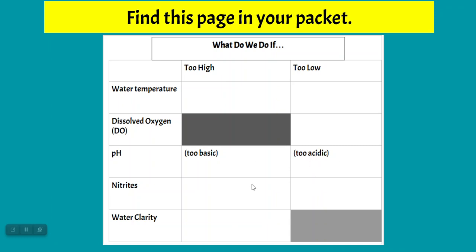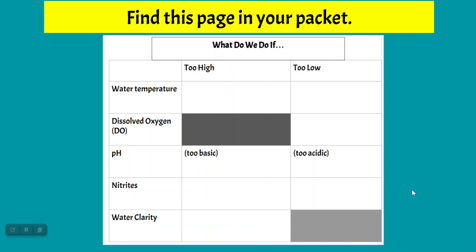So what would you do? Or what could you do? Nitrites, of course, if they're too high, what would you do? If they're too low, what would you do? And then water clarity, what would you do if the number for the water clarity is too high, which actually means it's not very good, right? Because if you think about that scale, 1 was super clear water and 5 was super murky. What are you going to do if it's too murky? Okay, it's never going to be too clear because we love it when it's clear.